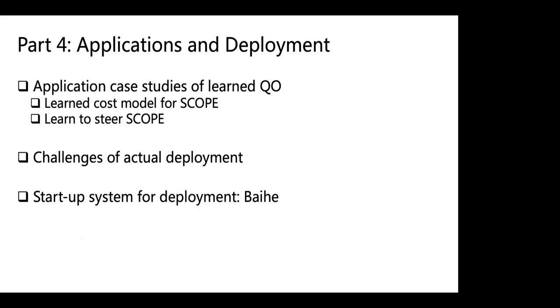For the next part, applications and deployment, we move from learned algorithms and models to the application and deployment side. We're introducing two case studies on the learned cost model and the learned steering query optimizer of Scope, a widely used system in Microsoft. And then we're introducing the challenges of actual deployment and demonstrating our startup system called Baihe, which is a general tool for deploying AI for DB models.